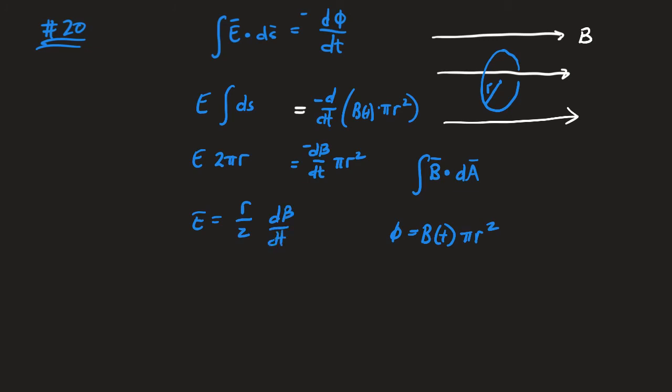Now I have numbers that go along with this. Mine is 1.5 centimeters, so 1.5 times 10 to the negative 2 to make it meters, divided by 2. And my dB dt is decreasing, 3.7 Tesla per second, so negative 3.7. But again, I don't care about the direction. They just want the size of the electric field. So the electric field, 1.5 centimeters away from the center, will be whatever the product of all this is.